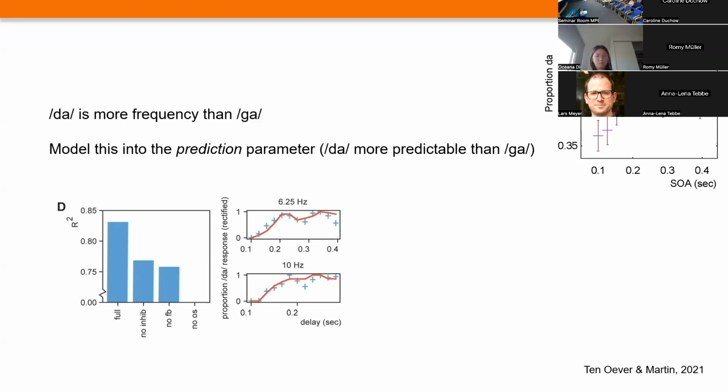We found 6.25 hertz in the original study. We also found an effect of 10 hertz, so we tried to also replicate that. So the full model could explain very well this kind of oscillatory behavior, that depending on when you present something in the stimulation stream, participants are more likely to perceive one or the other sound.